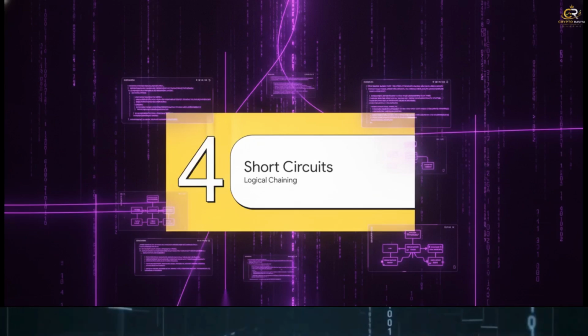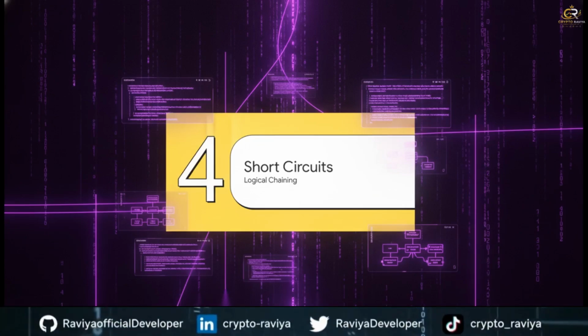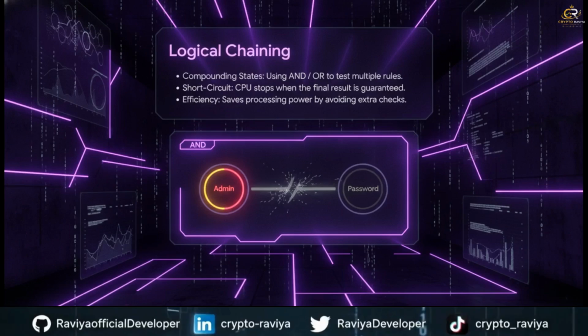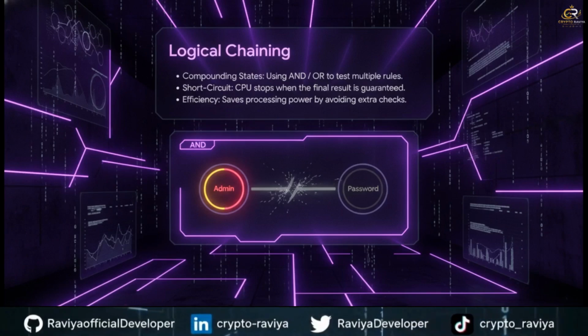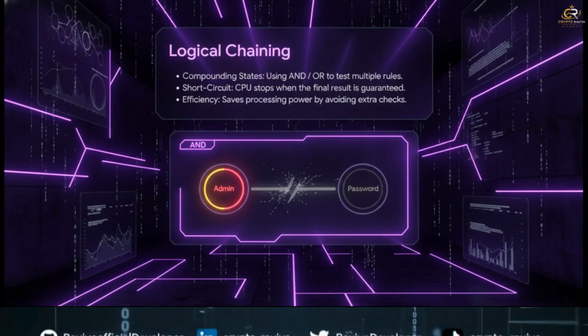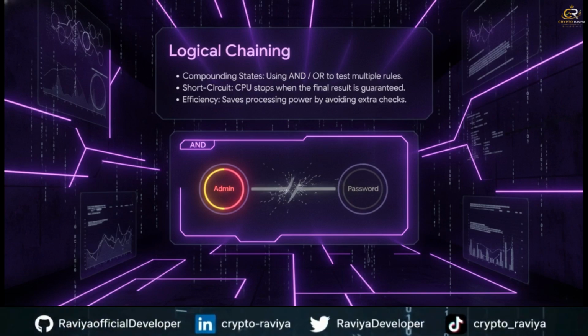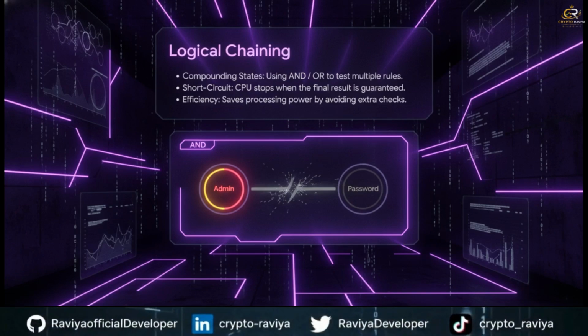Next up, section 4, short circuits and logical chaining. So, in the real world, we rarely just ask one question at a time. By chaining operators together using and or, we compound our states. But here is the really clever part.